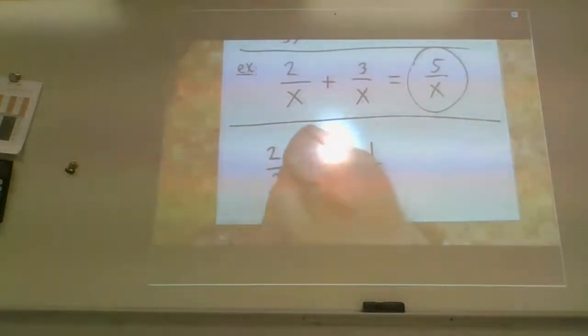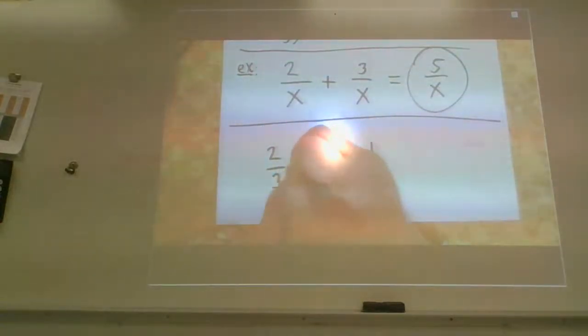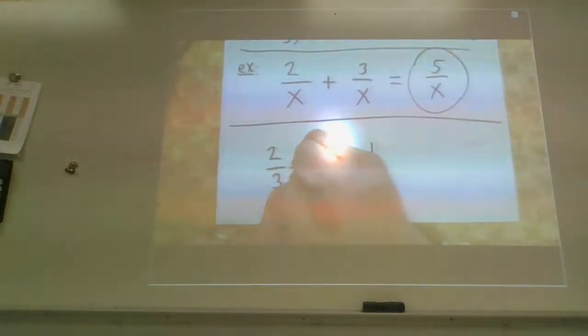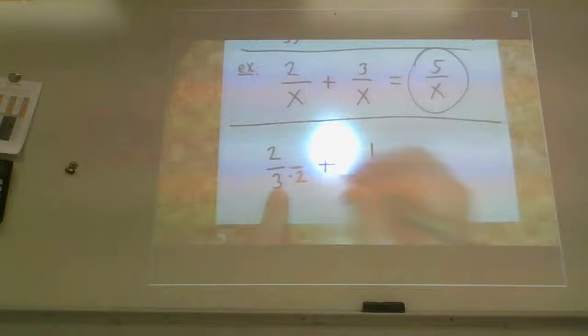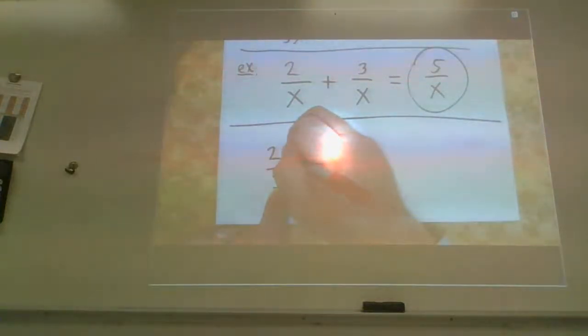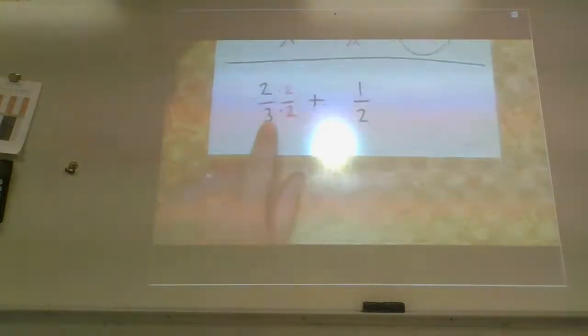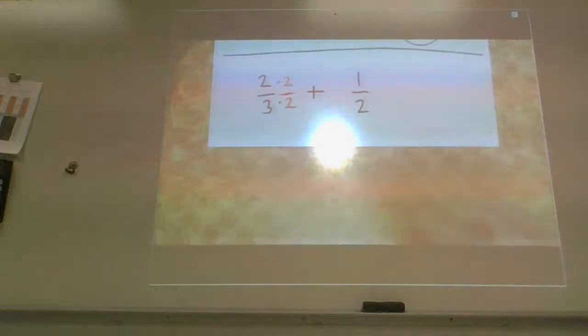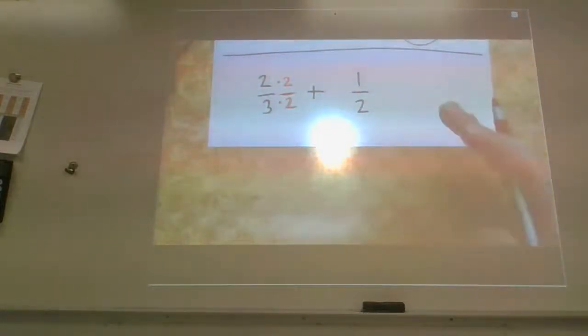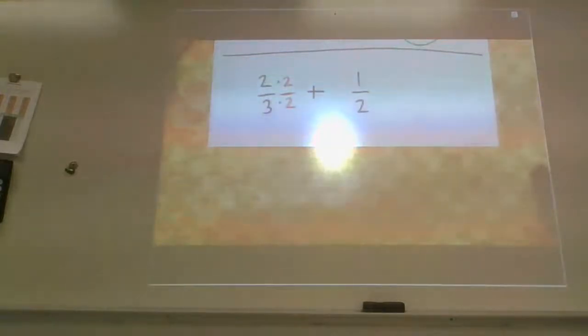Multiply times 2. But the rule that you learned way back in the day, and I'm putting this in a different color so you can see it a little bit better, was that if you multiplied by 2 on the bottom, you also had to multiply by 2 on the top. You had to alter the way that the fraction looked in order to force common denominators. This rule that you learned back in, let's say, 5th grade is going to play a major role in this chapter.